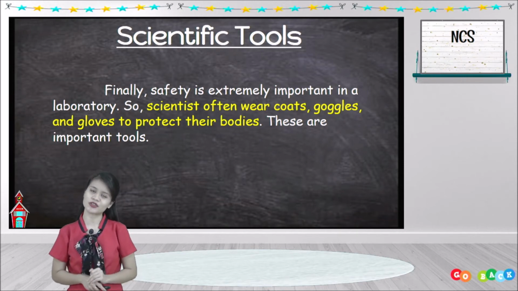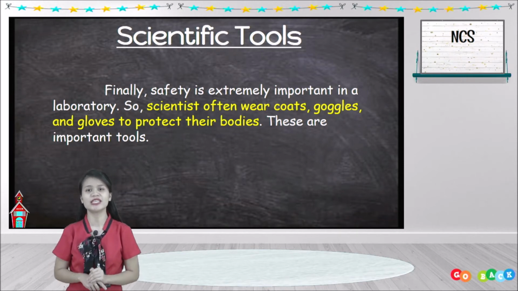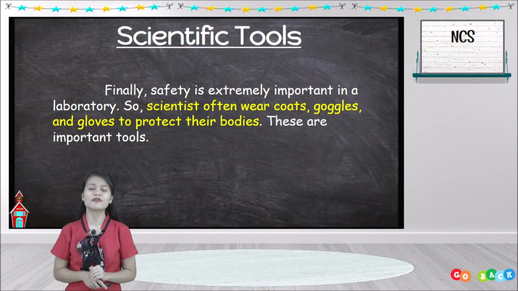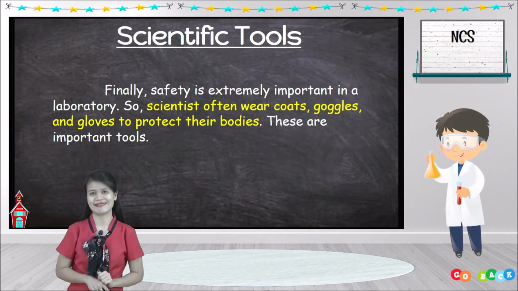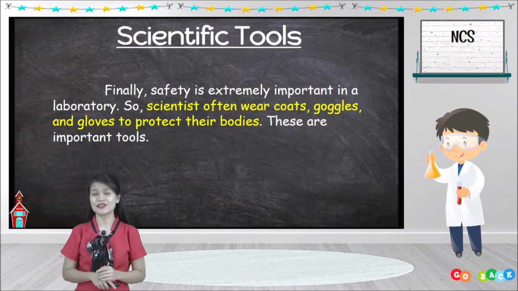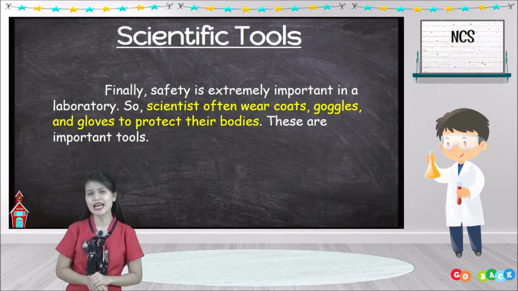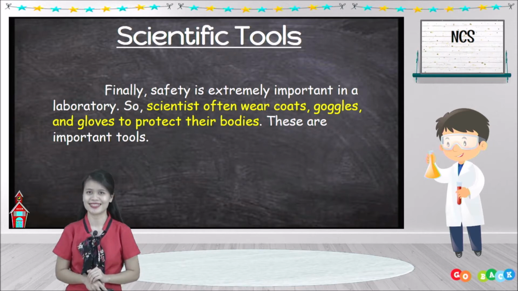Finally, of course, above the rest, safety is extremely important, especially when doing experiments inside the laboratory. That is why scientists often wear coats, goggles, and gloves to protect their bodies, like the guy wearing them. These are important tools that scientists need to use.